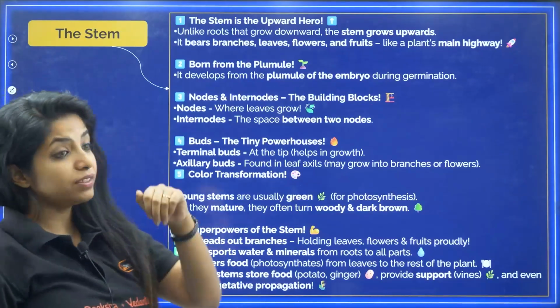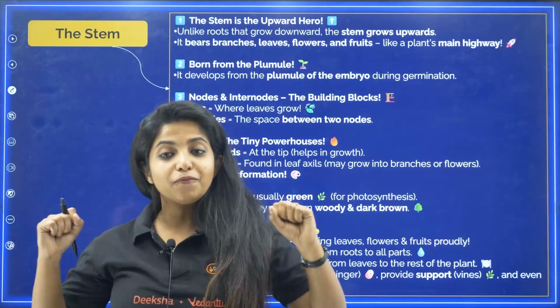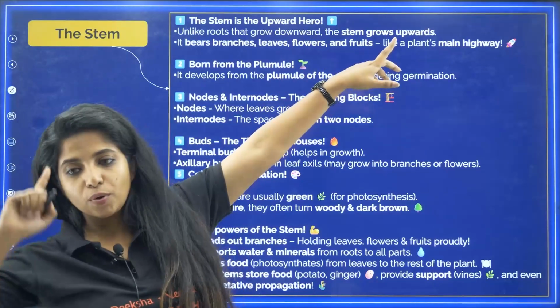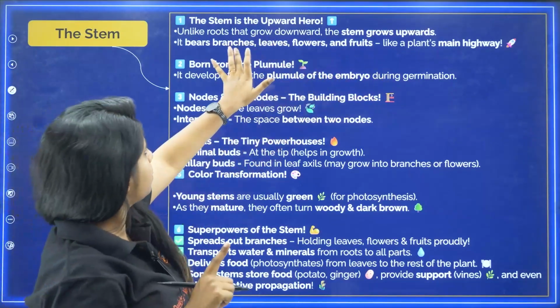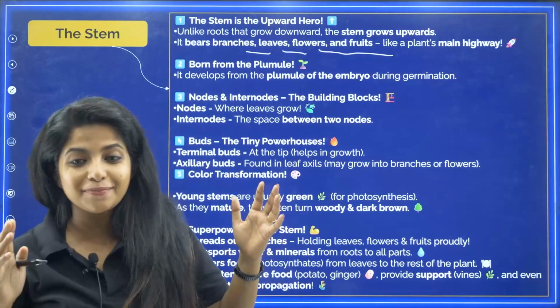Now we have the stem. What do you mean by the stem? So stem is basically the upward hero that you have. So unlike roots that grow downwards, the stem is going to grow upwards, my dear children. It will bear branches, leaves, flowers and fruits, like a plant's main highway.